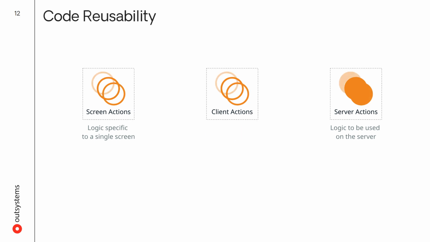When we talk about code reusability, we're actually talking about logical code reusability. This reusable logic is provided through actions. Code reusability enables developers to better maintain their code base and focus on smaller problems to solve, by defining smaller and reusable pieces of logic. In the end, this means that within an app, you will define several screen actions, client actions, and server actions.